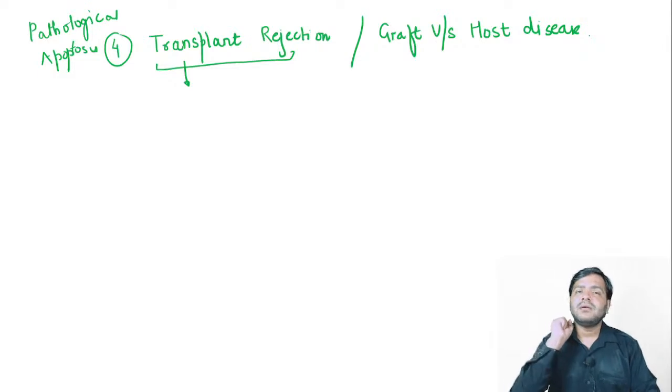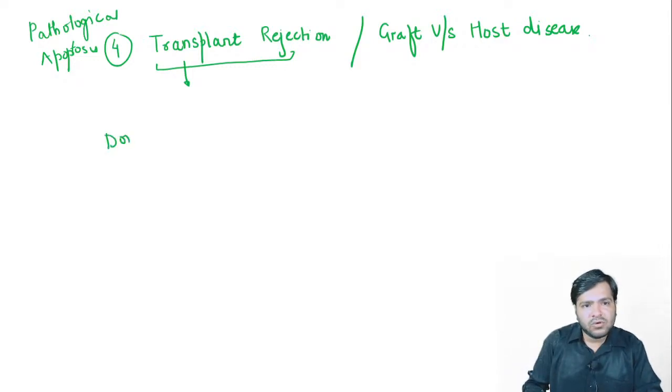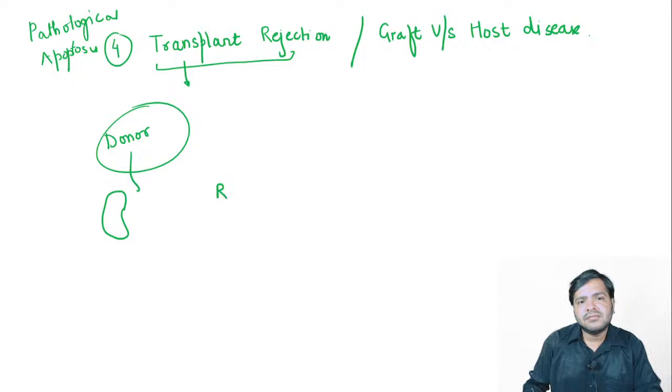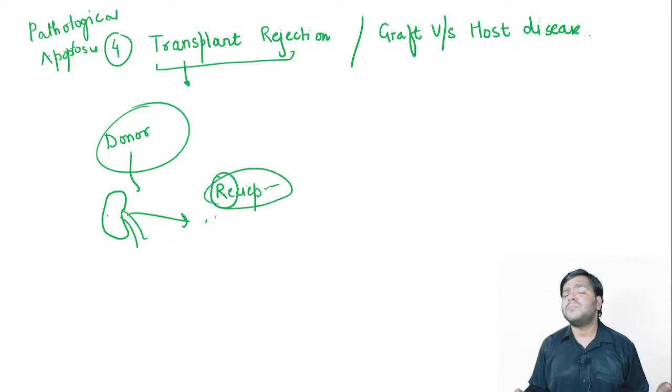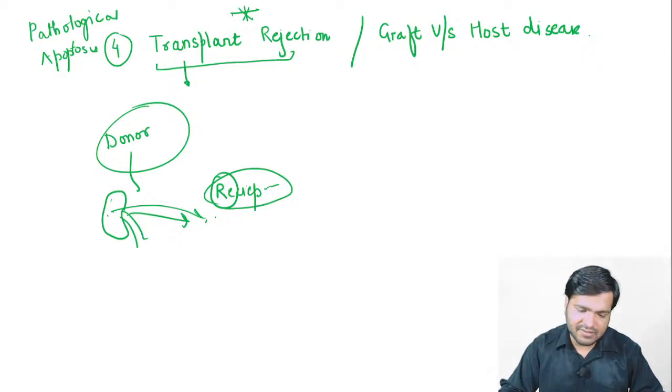Now, guys, transplant rejection. For example, let us take a patient who is undergoing a kidney transplant. We are taking the kidney of the donor, and this is the recipient. We are transferring this kidney to this particular recipient. Now, if any foreign agent tries to enter your body, what will the body do? The body will try to fight it. So it will not allow this particular kidney to survive in its body, and that is nothing other than transplant rejection, where you will find pathological apoptosis taking place.